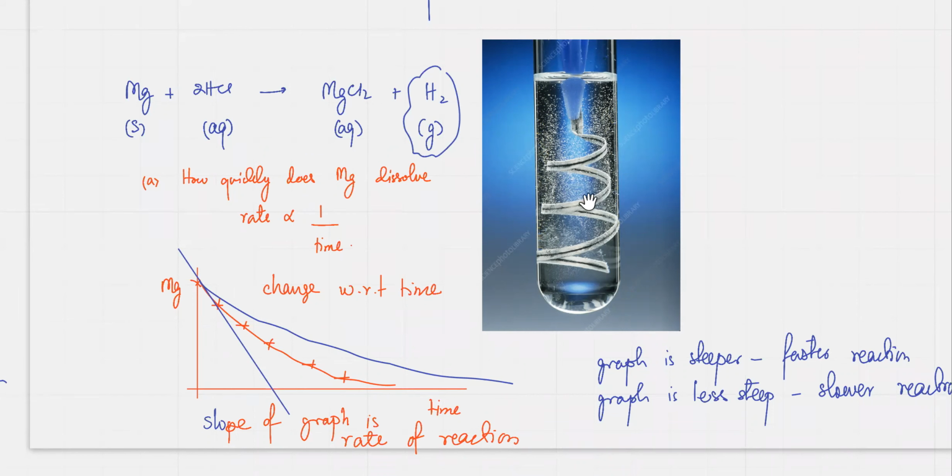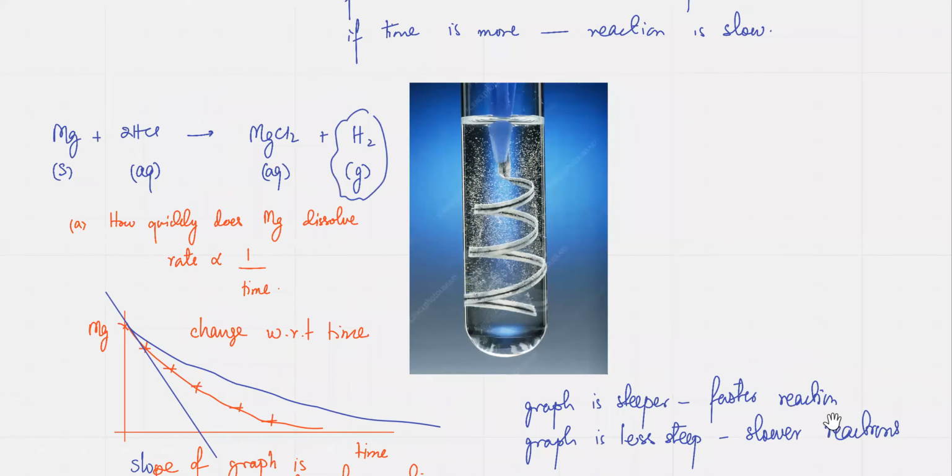Initially, reactions are usually fast at the beginning, and then they start slowing down. So initially, Mg dissolves at a very fast rate and its mass decreases. This axis is time. Then it slows down. So I told you about the slope of the graph. Whenever you plot a change with respect to time, the steepness or slope of the graph gives you an idea about how fast the reaction is. If the graph is steeper, it's faster. If the graph is less steep, it's a slow reaction.